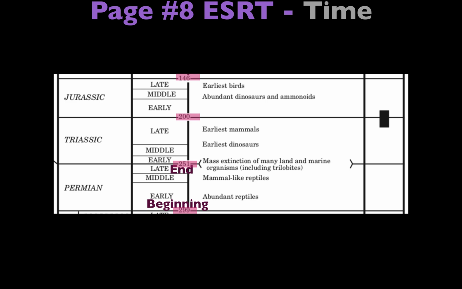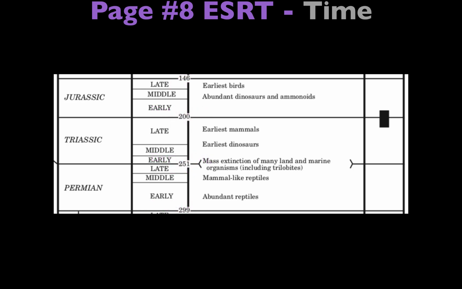But when one period is ending, another period is just beginning. So 251 million years ago might be the end of the Permian, but it's also the beginning of the Triassic period. 200 million years ago marks the end of the Triassic, but it also marks the beginning of the Jurassic period. And then we had the end of the Jurassic period 146 million years ago.